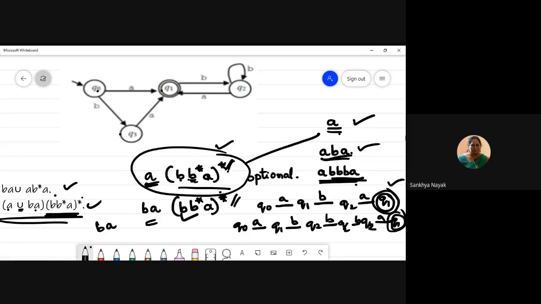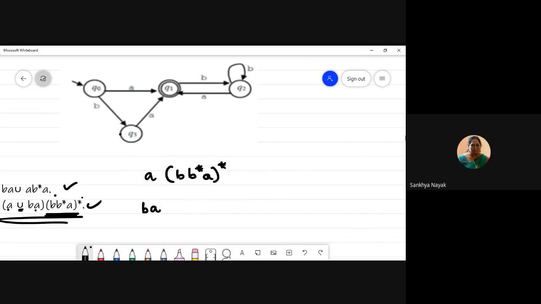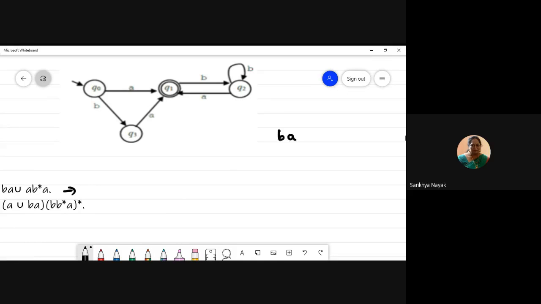Its minimum is BA, after that BA, BA, or you can have BA, any number of B's followed by A. And show that for all these three cases also you are going to reach the final state. And if it is satisfied, then we say yes, this is correctly defining the language, which did not happen in the first case, if you remember, because the first example was it should accept just BA, or AB star A. For BA, it was okay because starting from Q0 on B, you went to Q3, on A, you came to Q1, and this is a final state.